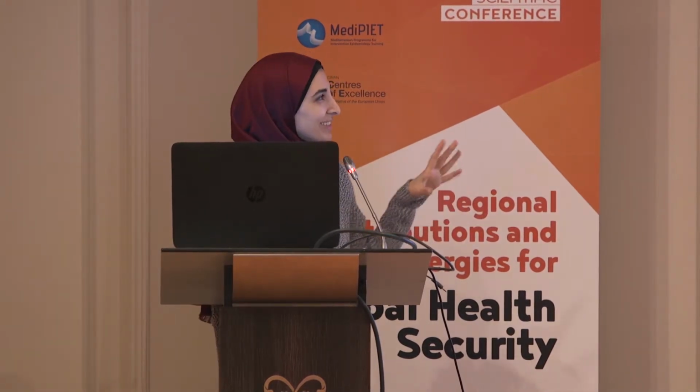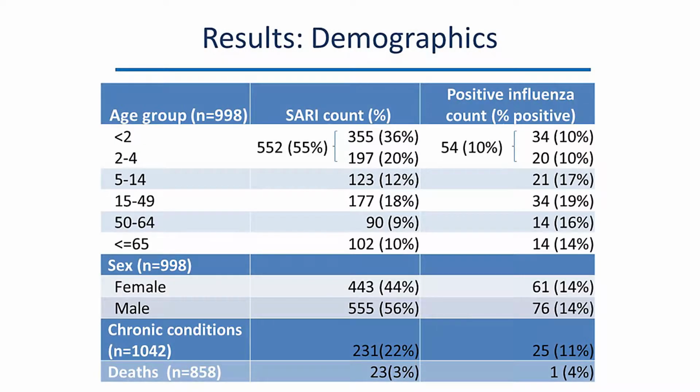Now, this is a complicated table, but I just wanted to show you how the demographics are distributed. Over here, we have a high number of reported cases of children less than 5 years of age. Over here, they're lumped together. If you look at the SARI counts, they have the highest percentage and numbers. For the positive influenza, we have high numbers, but the percentage isn't as high as the rest of the age groups. For male to female, we have slightly more reported cases of males.